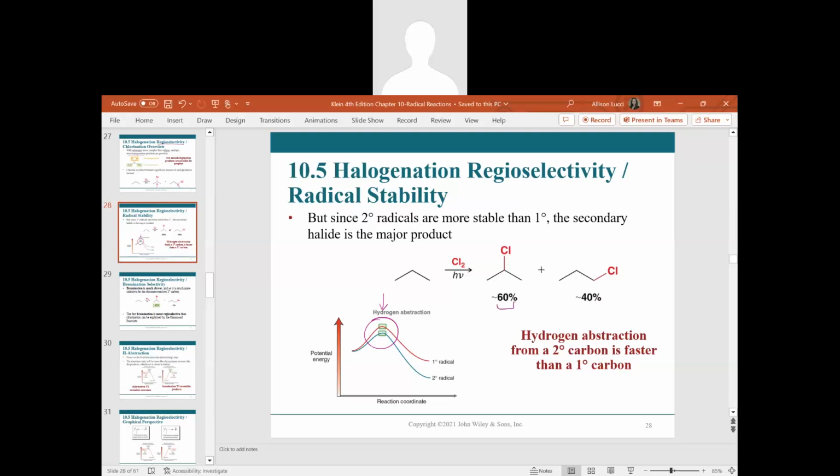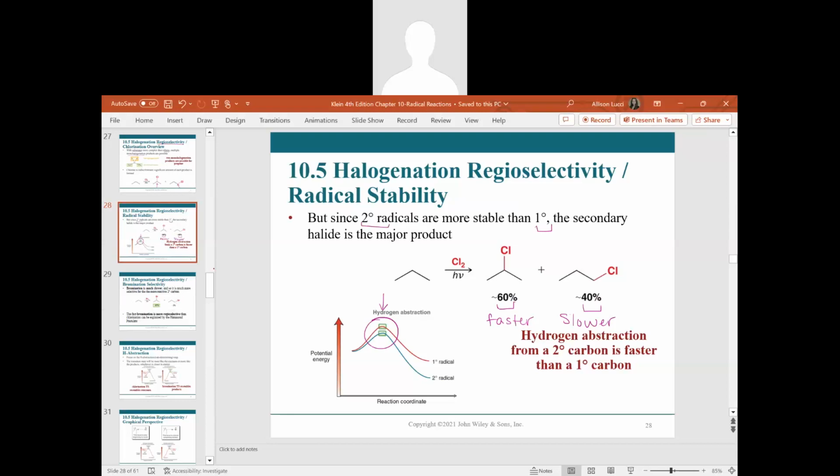So that's why we have this slight difference in percentages, because of this one being a little bit slower, and this will be our faster one because of the lower energy. But they're still pretty close in relative energy at that transition state. So we might see this distribution of 60-40 with secondary site radicals and primary site radical chlorination products.